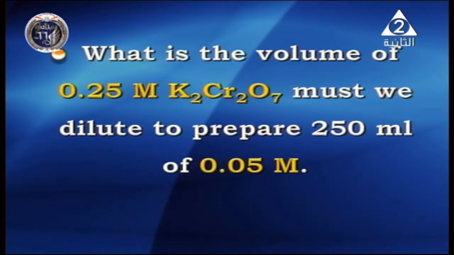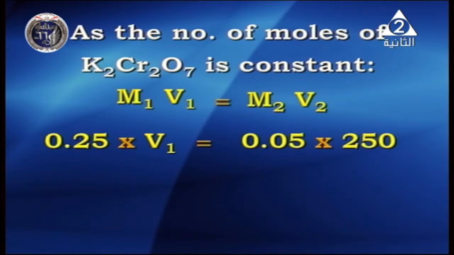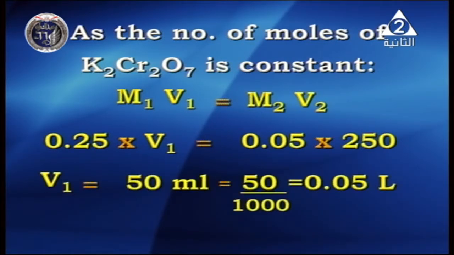Next problem. What is the volume of 0.25 molar K2Cr2O7 we must dilute to prepare 250 milliliter of 0.05 molar? Solution. As the number of moles of K2Cr2O7 is constant, so M1 V1 equals M2 V2. So 0.25 times V1 equals 0.05 times 250. So V1 equals 50 milliliter, so equals 50 over 1000 equals 0.05 liter.